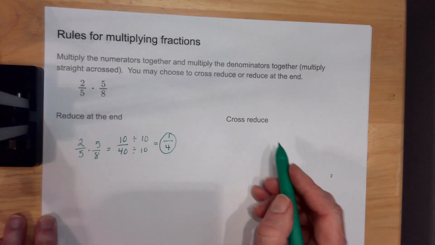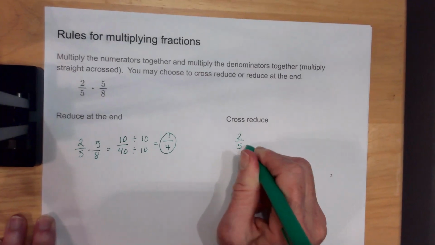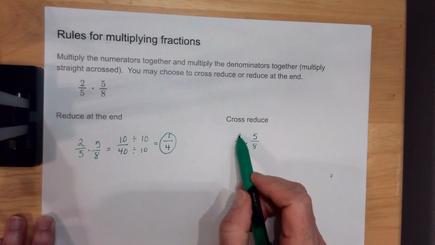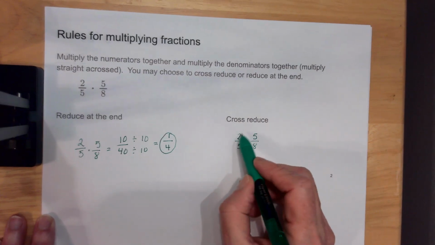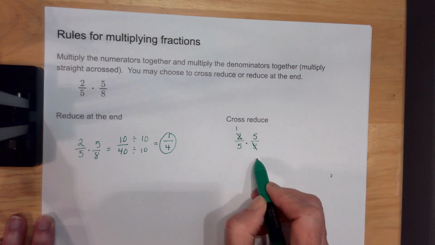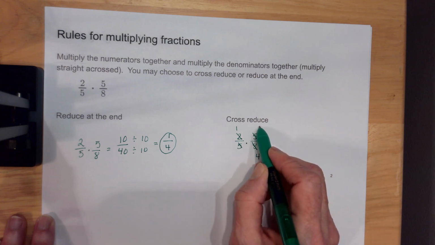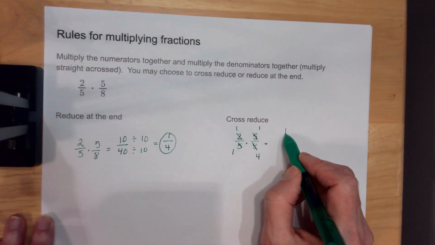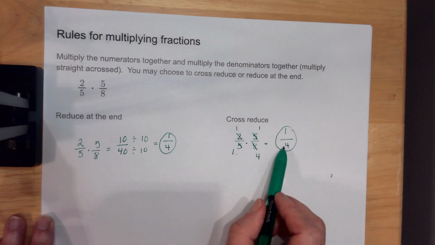Let's say I want to cross-reduce before. So I have the same problem, 2/5 times 5 over 8. I am allowed to reduce either up and down or diagonally. So I look at the 2 and the 8, and I say I can divide them both by 2, which gives me a 1 and a 4. 5 and 5 can be reduced by dividing by 5, so I have a 1 and a 1. So 1 times 1 is 1. 1 times 4 is 4. Still gives me the same answer.